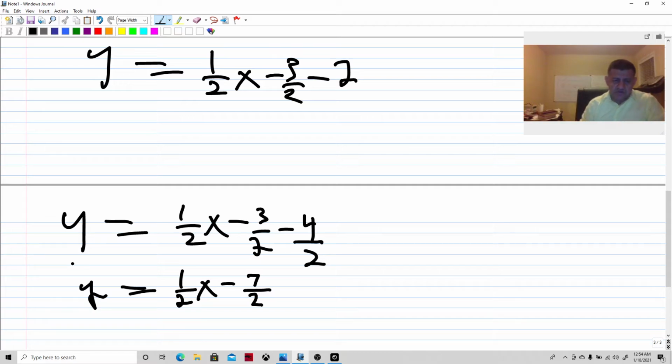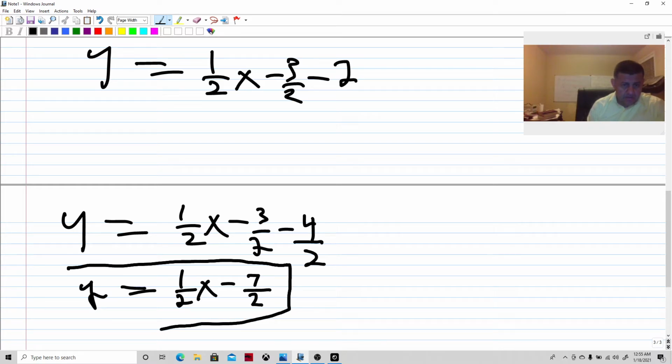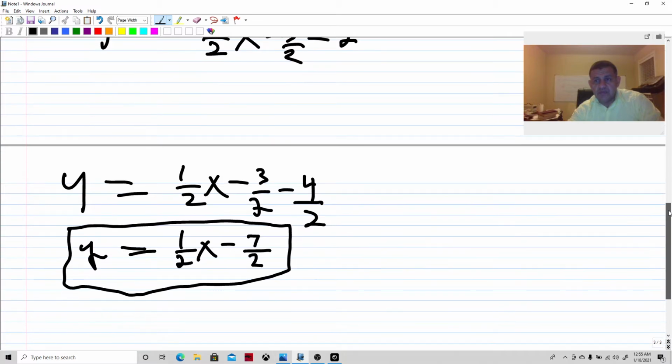So that will be the equation of the line, right? So now, as you can see, we have a y-intercept, right? All right, so that is the equation of the line. Now, how will this look if we plot it?